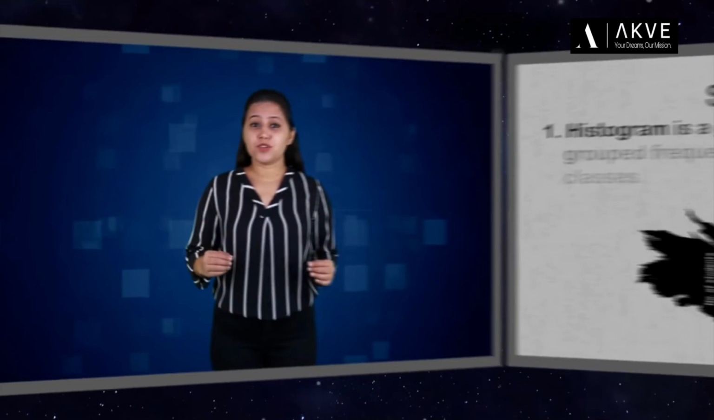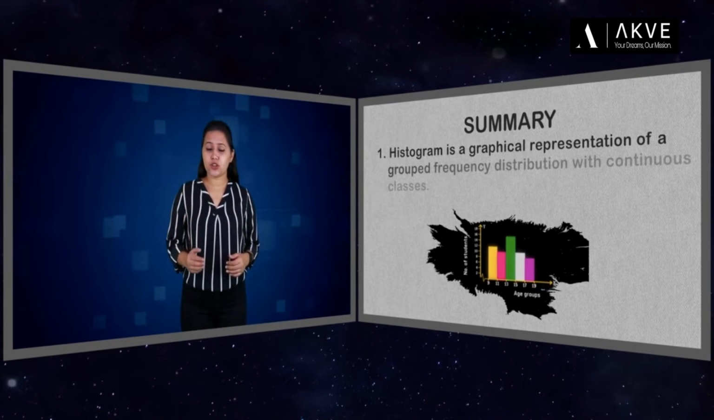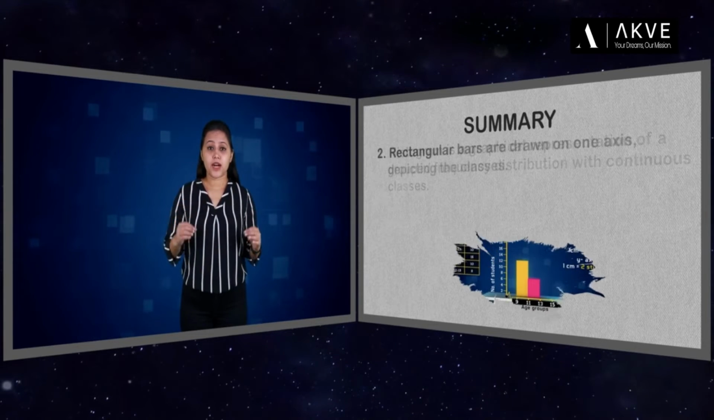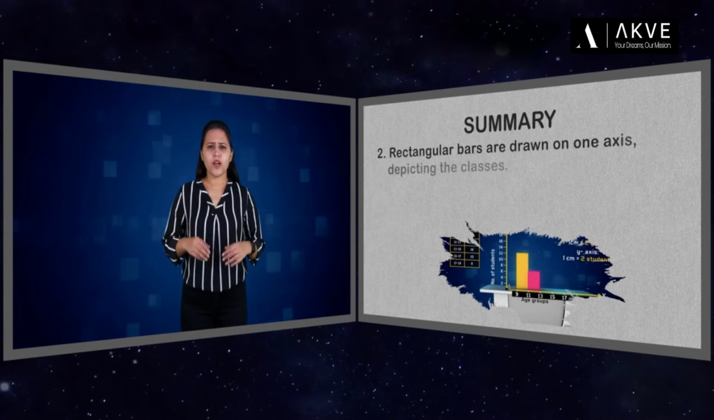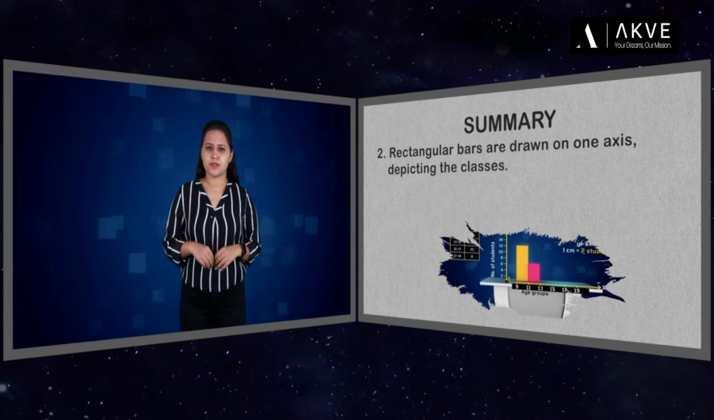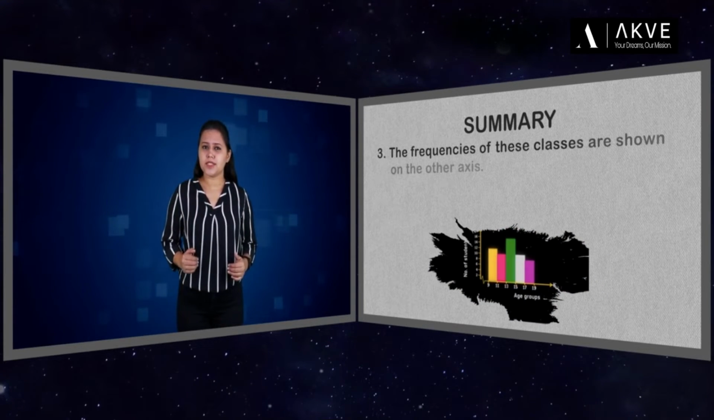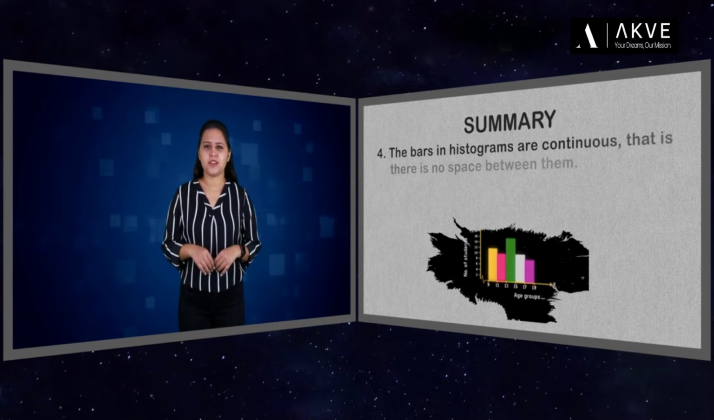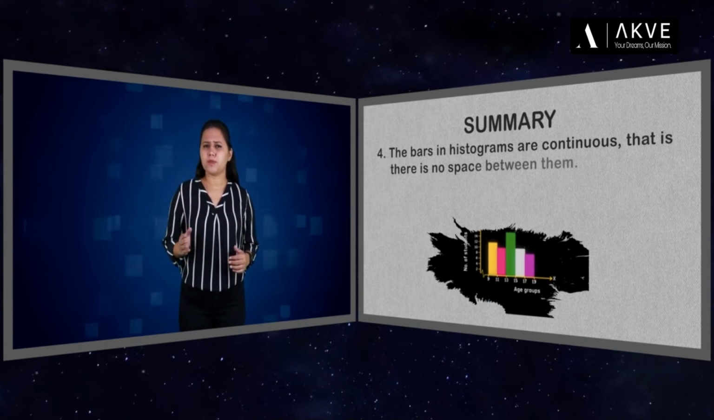Now, let's do a quick recap. Histogram is a graphical representation of a group frequency distribution with continuous classes. Rectangular bars are drawn on one axis depicting the classes. The frequencies of these classes are shown on the other axis. The bars in histogram are continuous. That is, there is no space between them.